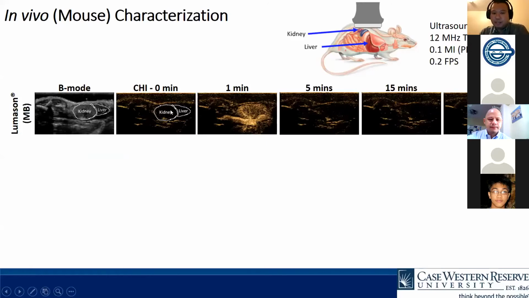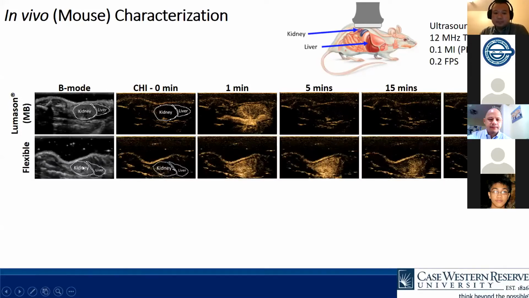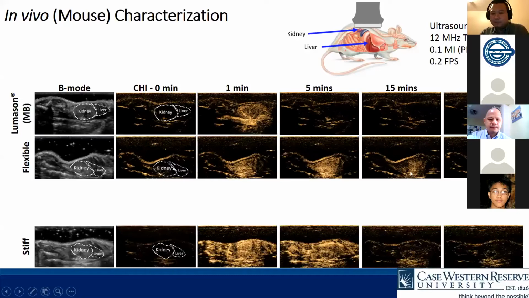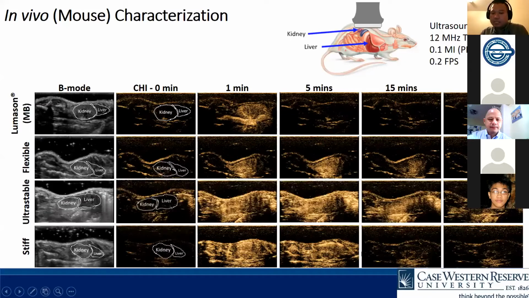any signal in the harmonic images. But 1 minute after injection, it lights up, but the signal disappears within 5 minutes. The flexible nanobubble shows an increase in signal after 1 minute, but that signal remains until 15 minutes. The stiff nanobubble shows the same, but the signal only lasts for about 5 minutes. And lastly, the ultrastable nanobubble shows signal all the way to 20 minutes.